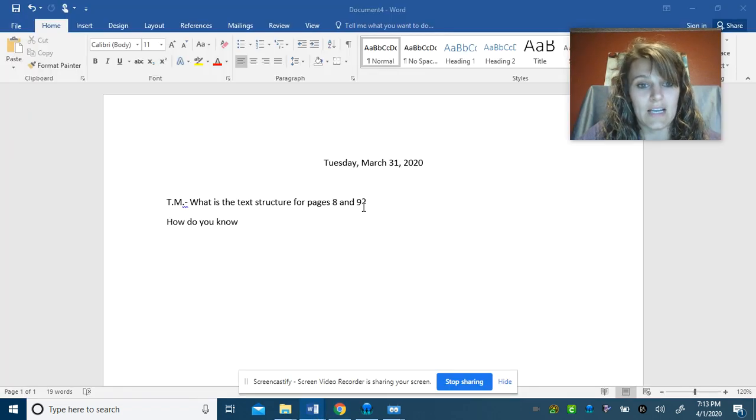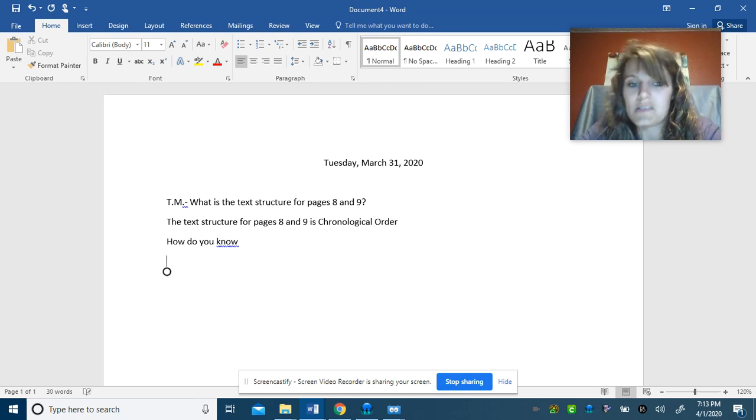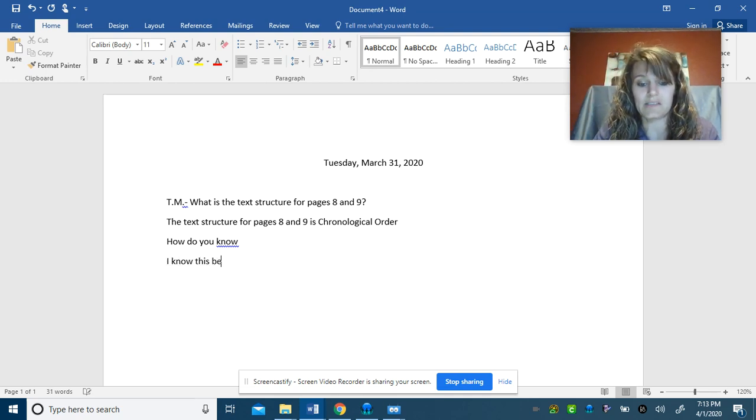So I'm going to write that down. The text structure for pages 8 and 9 is chronological order. And now my next question, that part B, because remember part A and part B go together, they're like an Oreo, is how do I know? So I'm going to say exactly what I did in the text. I know this because in the text, the author provides steps the seed takes to become a young tree.